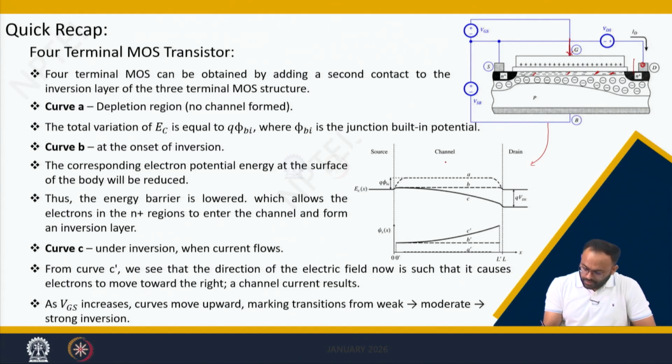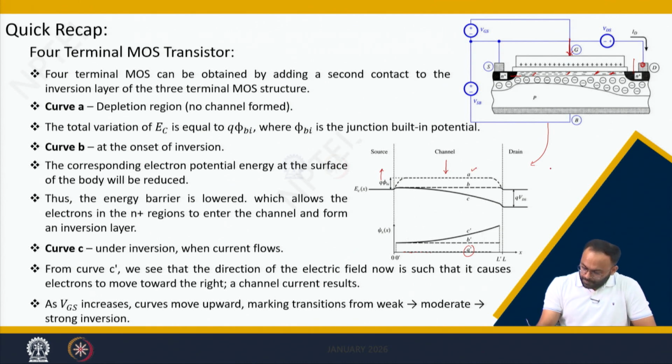Here we said that when the gate voltage is small enough, there will be a potential barrier between this N plus region and the P type body. That is what is represented by q times phi Bi. According to that, the surface potential is almost 0. So here the dashed line A shows the surface potential corresponding to the potential energy.